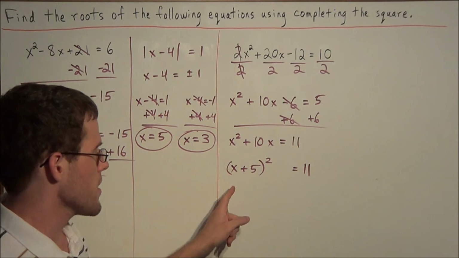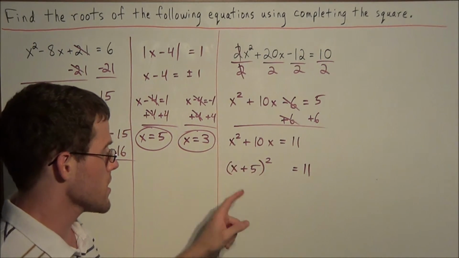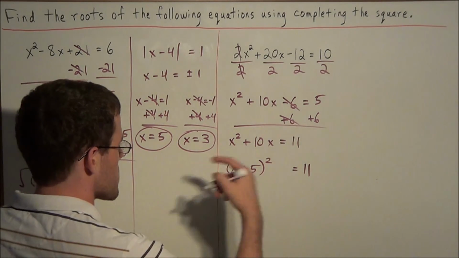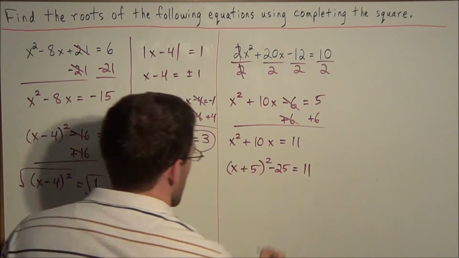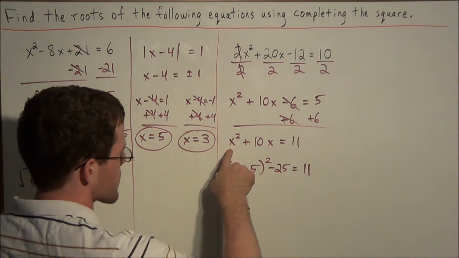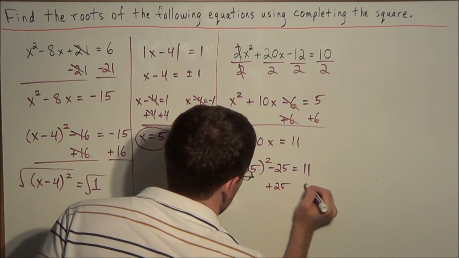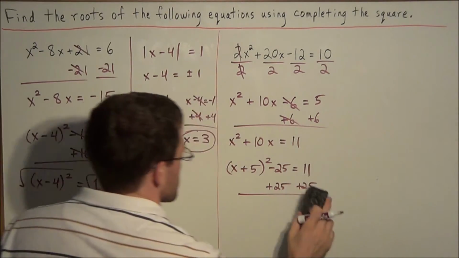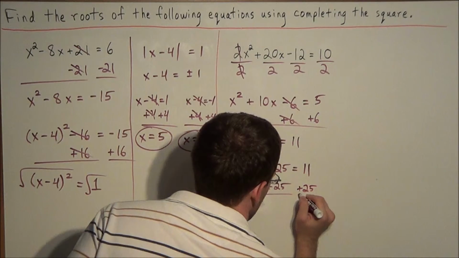Now if we were to multiply out x plus 5 times x plus 5, we would have x squared plus 10x, and the last piece would be 5 times 5, a positive 25. So to get rid of that extra 25, we're going to subtract 25. That way, when this expands, 25 minus 25 cancels out, bringing us right back to x squared plus 10x. So now we're going to add 25 to both sides of this equation.